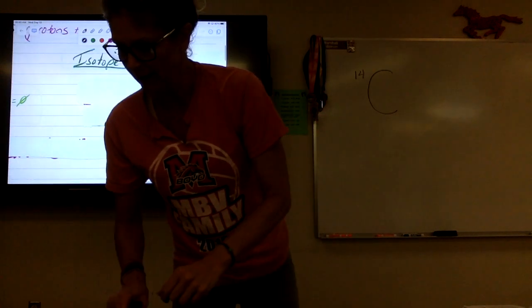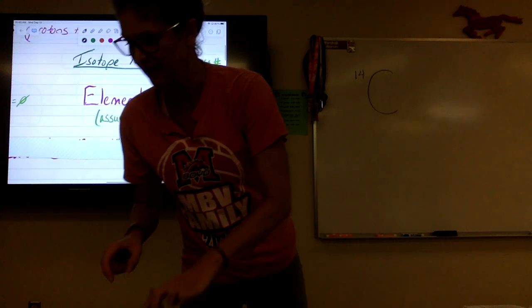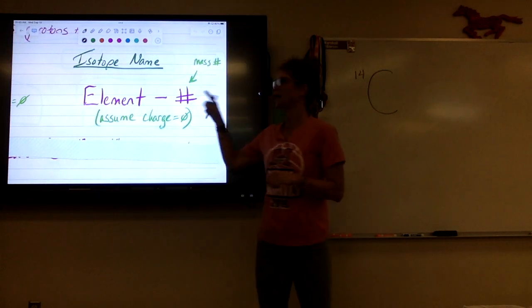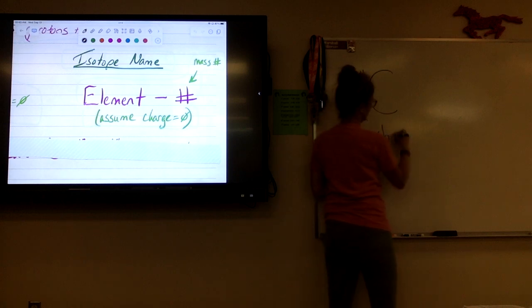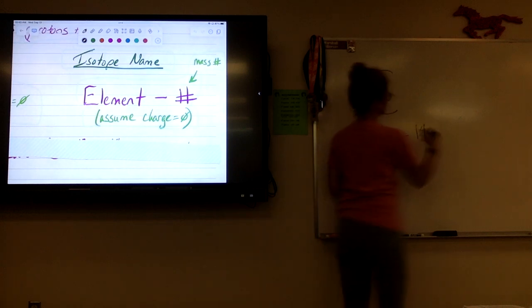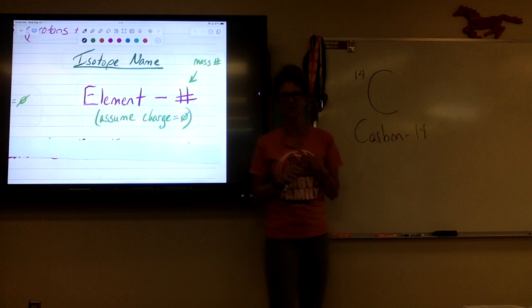The second way I can write isotopes is with an element and a dash and then the mass number. So I could write the same thing like this: carbon, and then a dash, and then 14. That is not a negative. It's a dash.